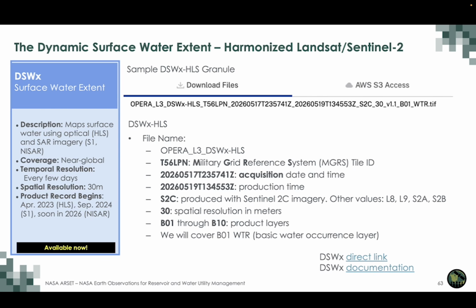It indicates the specific satellite used, in this case Sentinel-2C, though it integrates Landsat 8 and 9 and other Sentinels for high revisit frequency. Finally, it confirms the 30-meter resolution and indicates this is Band 1. Band 1 is the basic water occurrence layer, which is our primary focus for everyday reservoir management.